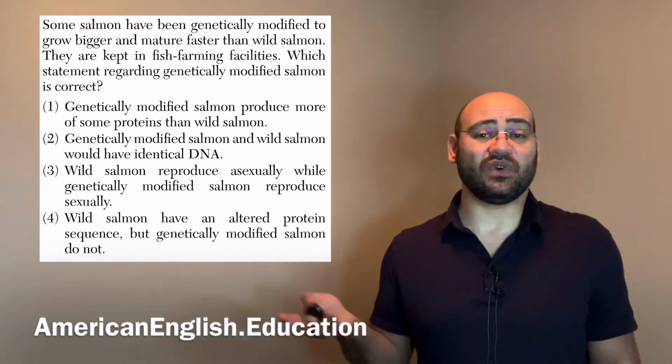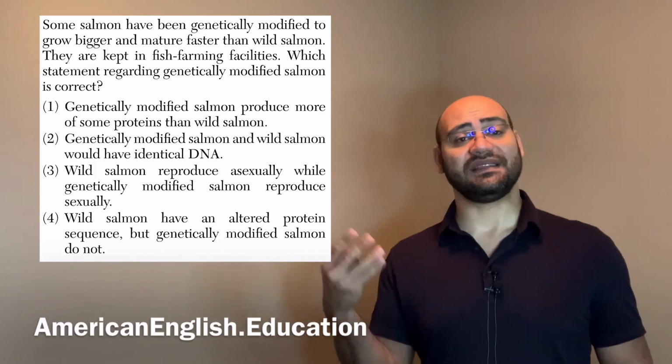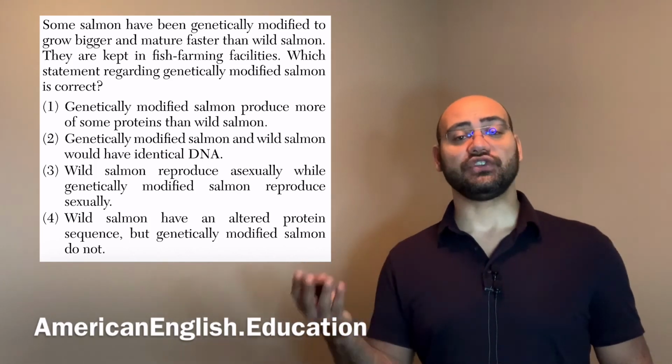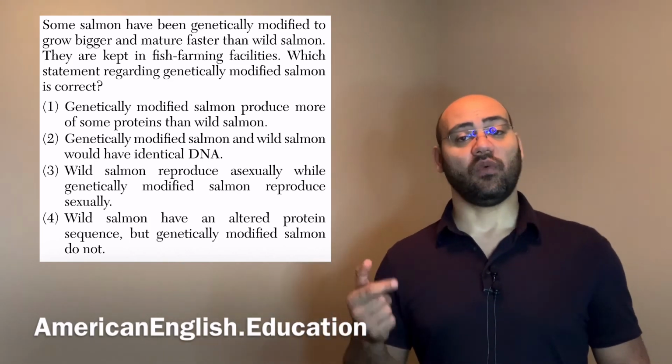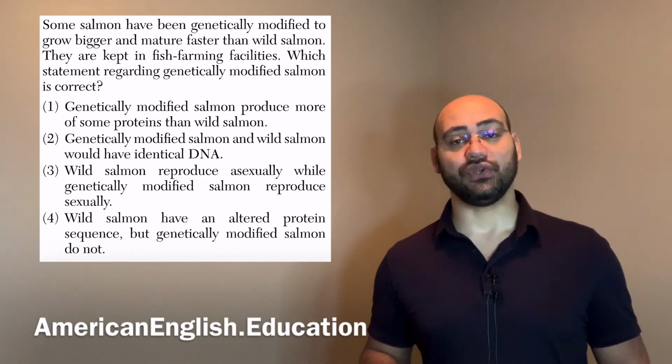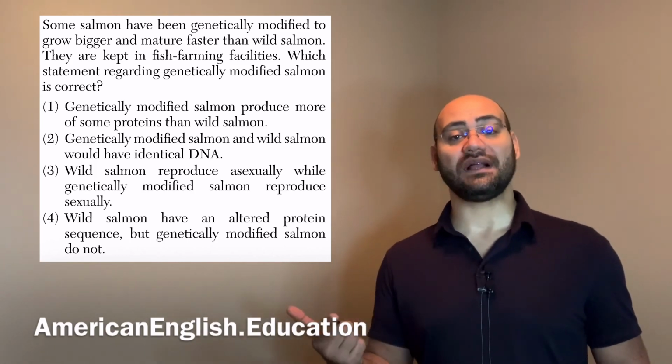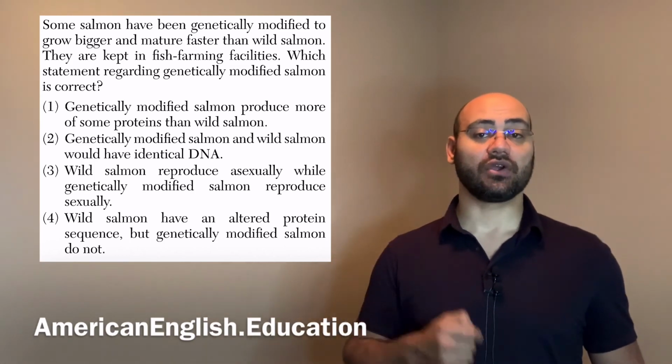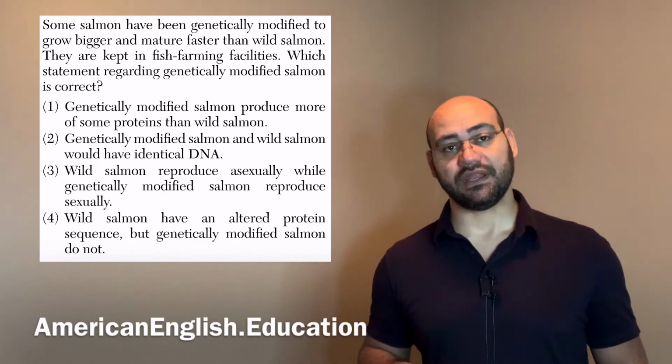Number 2, genetically modified salmon and wild salmon would have identical DNA. If they did, then what's the difference? The text talks about the differences in growth and maturity. Number 2 is out. Number 1, genetically modified salmon produce more of some proteins than wild salmon. That explains the bigger growth and faster maturity. Number 1 is your right answer.